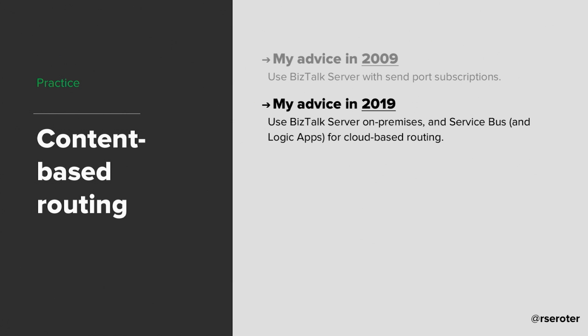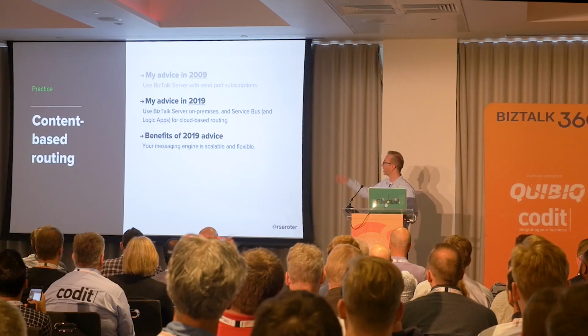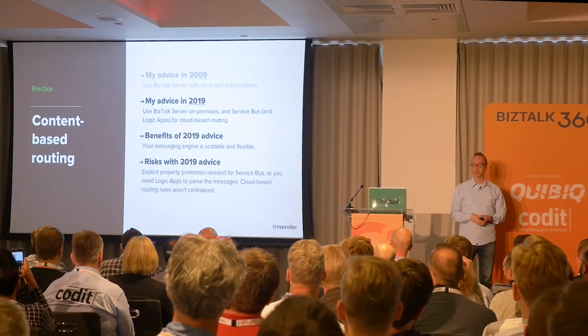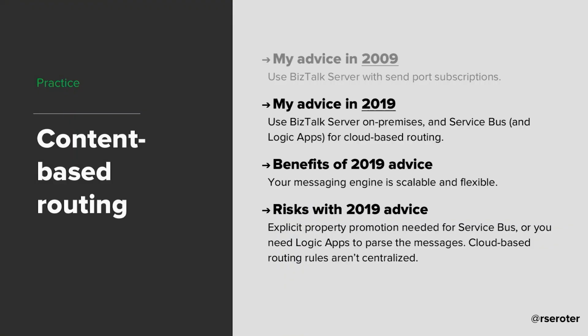But I would use things like Service Bus and Logic Apps now, obviously for cloud. Now, Service Bus can be a little trickier because I've got to, again, actively promote things from the sender to get them into being routable properties. And then Logic Apps has to do some things. So the benefit of this is you have a very scalable, flexible engine. The downside of some of this is that I've actually got to peek into the messages. If I'm doing Logic Apps, I've got to actually load the message in and do something with it. And I don't have all centralized rules anymore.